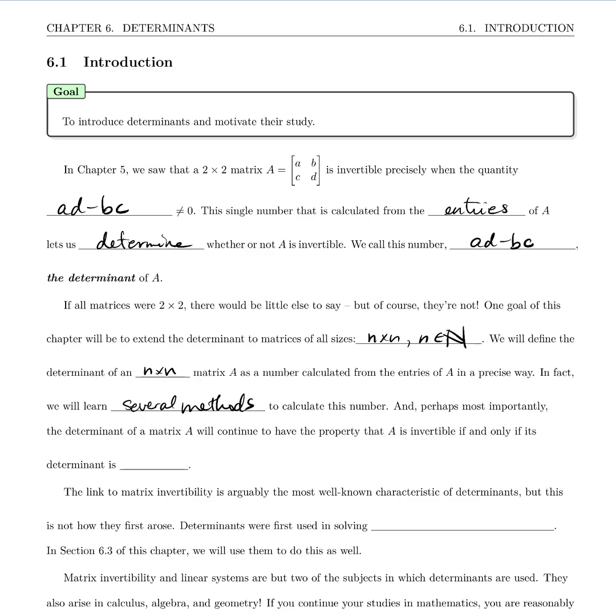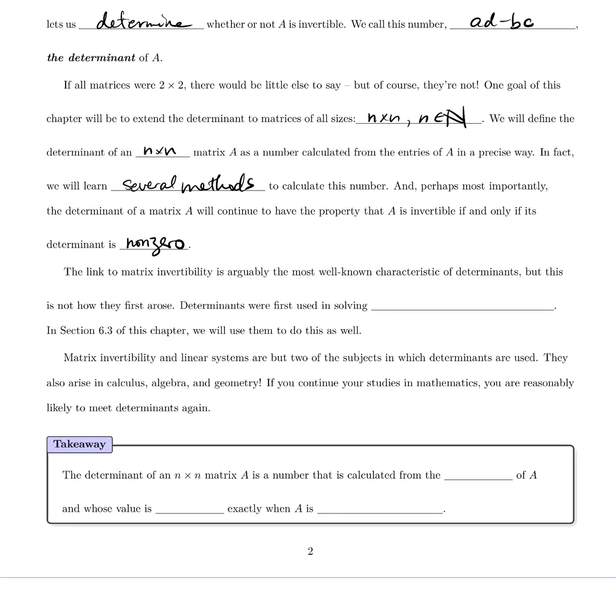And perhaps most importantly, the determinant of a matrix A will continue to have the property that A is invertible if and only if its determinant is non-zero. The link to matrix invertibility is arguably the most well-known characteristic of determinants, but this is actually not how they first arose. They first arose when people were learning to solve linear systems, particularly to figure out when a linear system had a unique solution. In section 6.3 of this chapter, we're going to use them to do that as well.